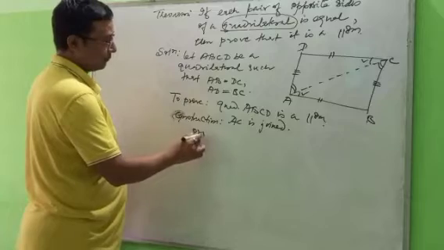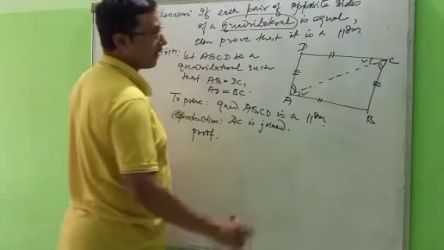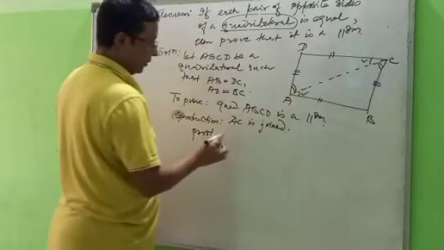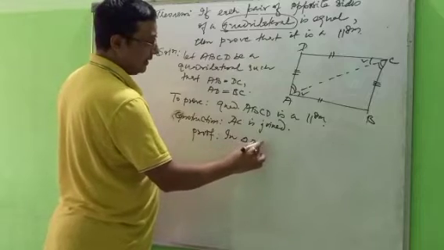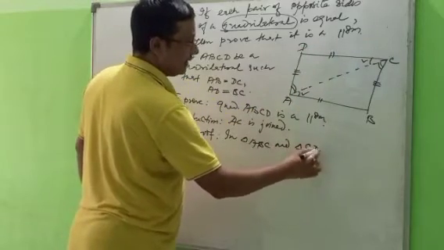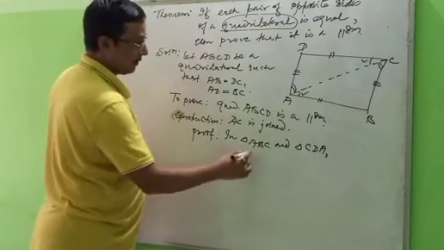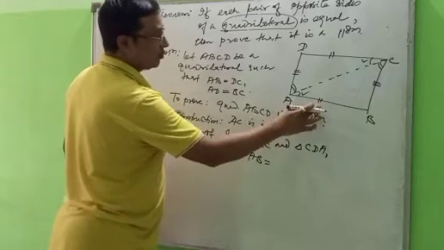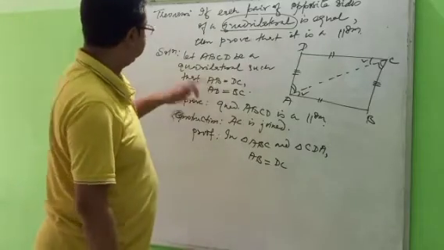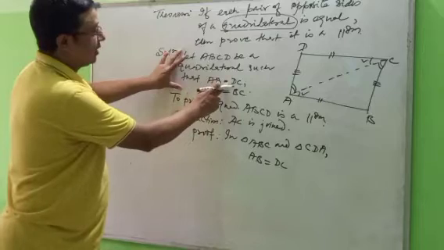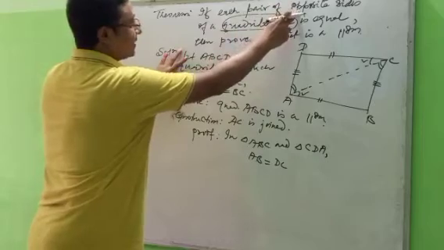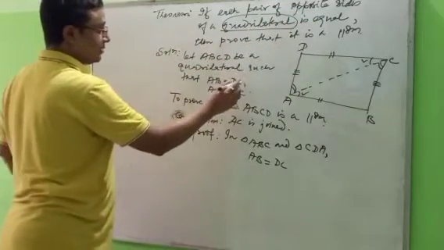Now comes the proof. In triangle ABC and triangle CDA, AB equals DC. Why? Because this is the given part. AB equals DC and AD equals BC, because each pair of opposite sides is equal. That is why this one is given.